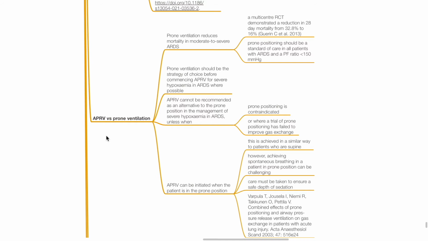APRV cannot be recommended as an alternative to the prone position in the management of severe hypoxemia in ARDS unless when prone positioning is contraindicated or when a trial of prone positioning has failed to improve gas exchange.